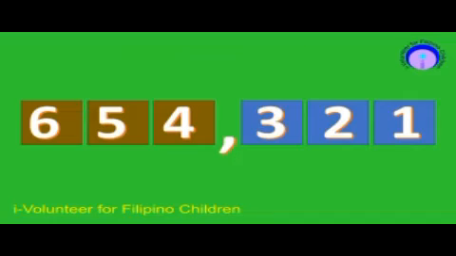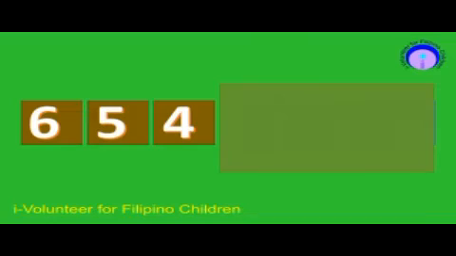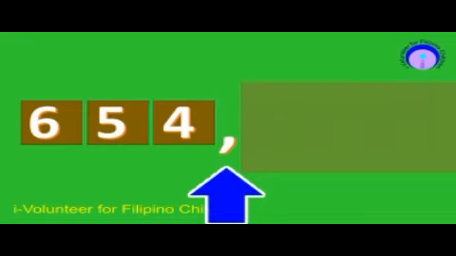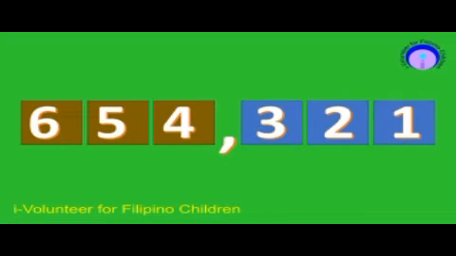When we are reading more than 3 digits, just disregard the first 3 digits and then proceed with the reading. This is now read as 654,321. Madali lang, di ba?